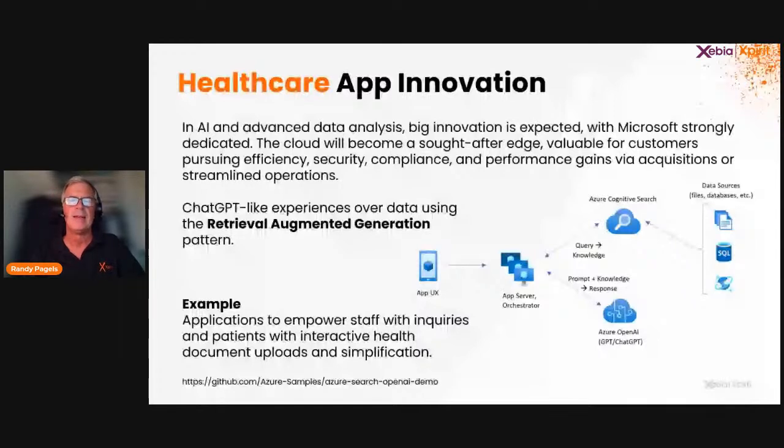For example, if you were to use a retrieval augmented generation pattern, this pattern provides a ChatGPT-like experience. Think of it this way: applications that allow for multiple document uploads. That enables staff inquiries and patient empowerment and simplification through interactive questions or conversations. These documents are combined and we're using AI to comb over those documents. Keep in mind that if you were to implement this RAG instance, it does run in your own private Azure subscription. It's your data, it is your control.